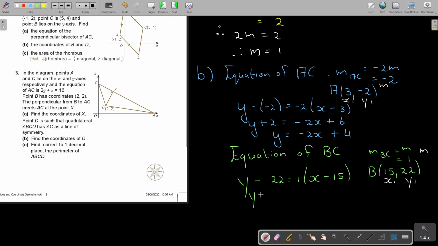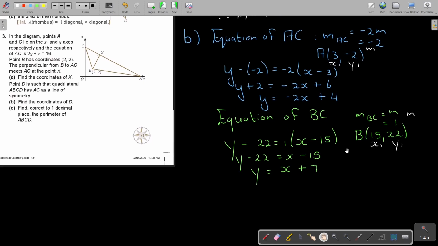And then it's y minus 22 is equal to x minus 15. So y is equal to x, then it's negative 15 plus that. So it's going to be plus 22, so it's going to be plus 7. Okay. And now, if I want to say AB, let's just say it like this. And I'm just going to do it in yellow.